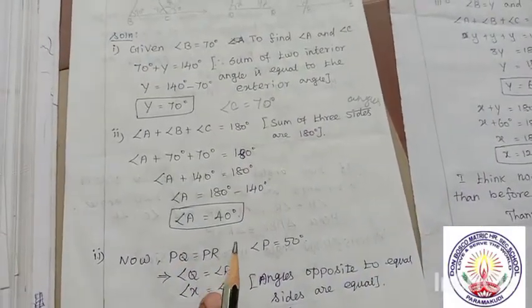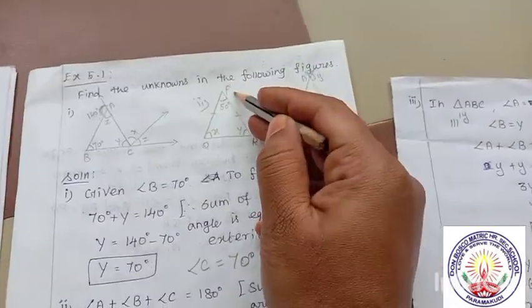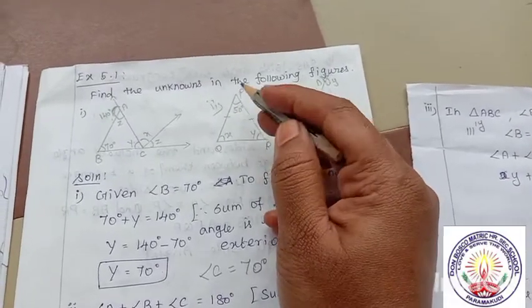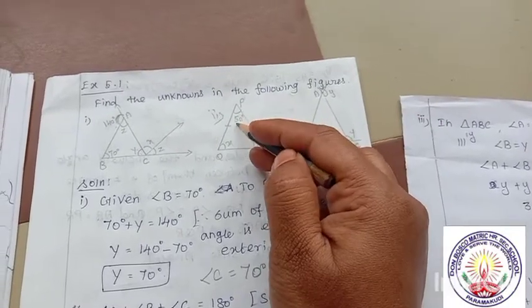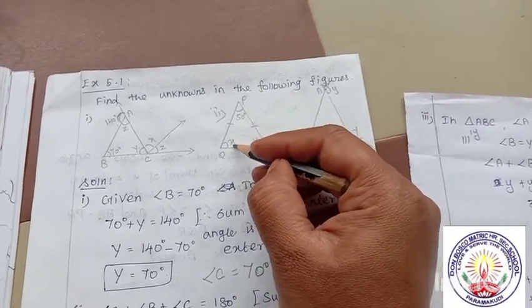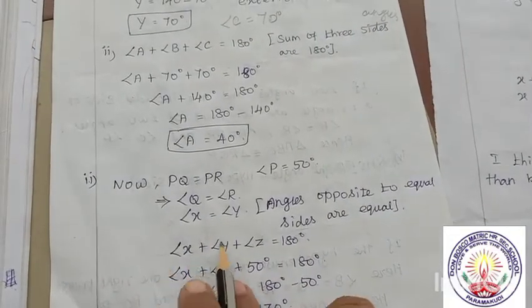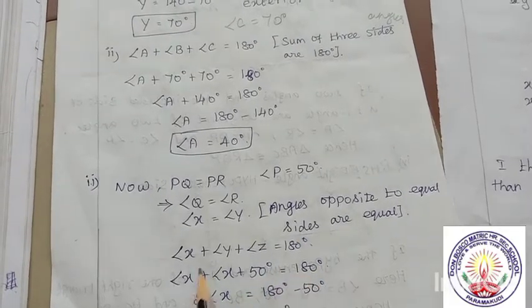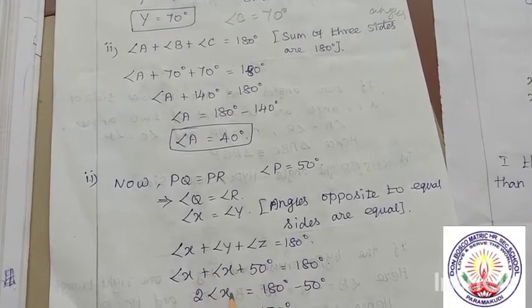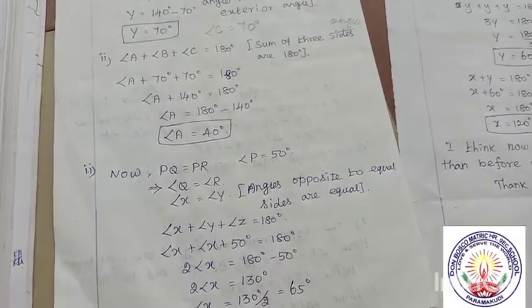Therefore, angle x is equal to the value of angle y. Angle P plus angle Q plus angle R is equal to 180 degree. Angle P is equal to 50 degree. Angle Q is equal to x. Both are the same, so angle R is also x. Angle x plus y value is denoted by x, plus 50 degree is equal to 180 degree. 2x, so 2 into angle x plus 50 degree is equal to 180 degree.